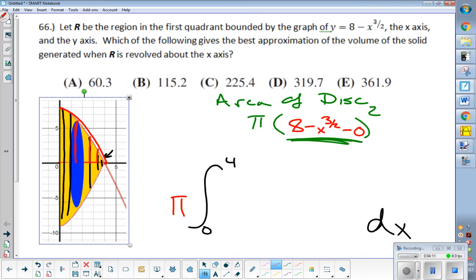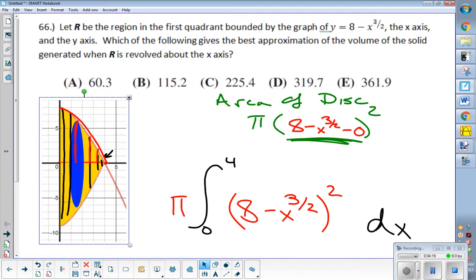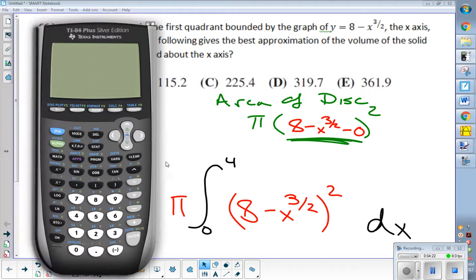I can pull the pi out in front, and then we're going to go 8 minus x to the 3 halves, all in parentheses, and that whole thing is squared. That's going to be my setup here. So it's just a matter of typing that in. We'll go math 9, or pi first, and then math 9. I'm going from 0 to 4. Parentheses, 8 minus x to the 3 halves. Close my parentheses, square that thing, and then it's a dx problem. The answer is 361.9, it's E.